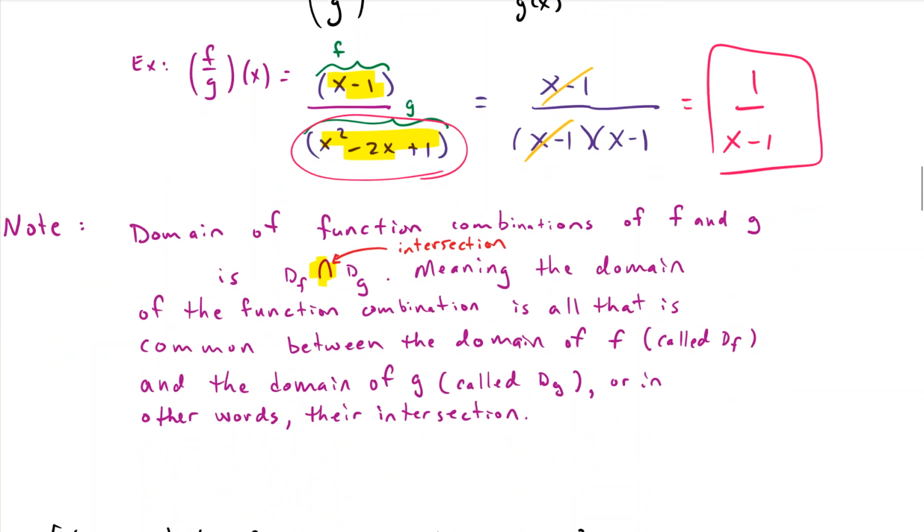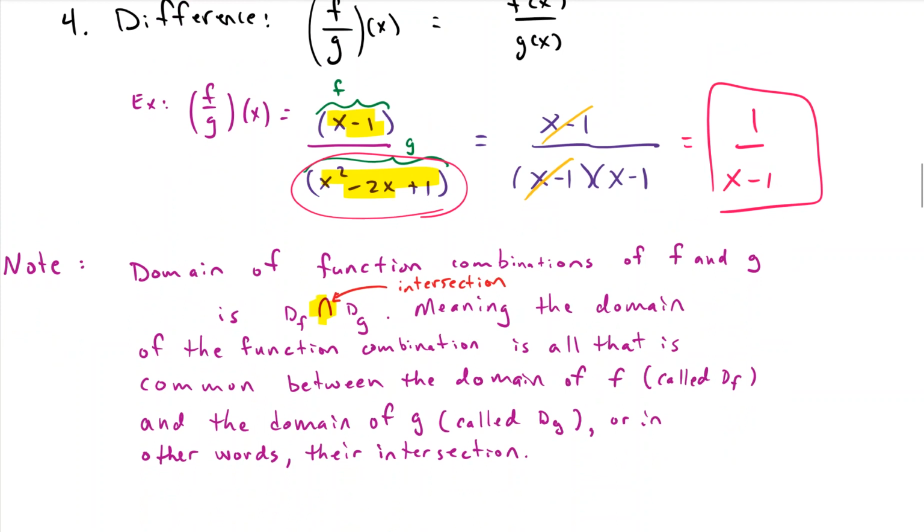A note on domain. So if you have two parent functions, they could potentially have different domains. And how do you deal with the domain of the child function, the resulting function? Well, the way we deal with it is we use intersections. So we take all of the domain that's common of one parent and the other parent. So in other words, what is common between the two parents, that's what we use. So the domain of a function combination, say of f and g, is the intersection of the two domains. So we take everything that both domains share, and that is the domain of the resulting function.